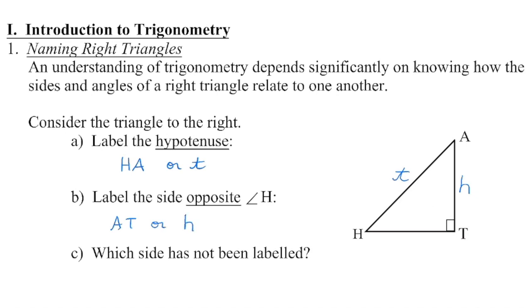All right, so in this triangle, we've already identified the hypotenuse. We've already identified the side opposite from angle H. The side that has not been labeled is this one here. It is side HT, or again, if you think about our arrow, it is going to be side A. So side A is opposite from angle A. So we can fill in here, this is either side HT or side A.